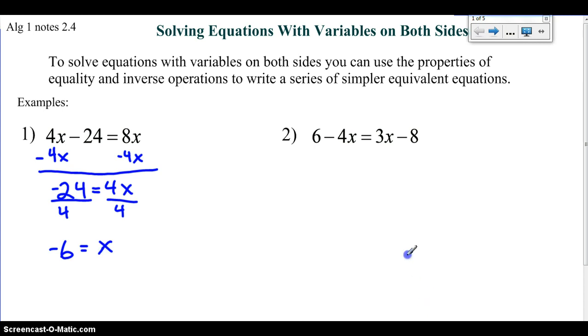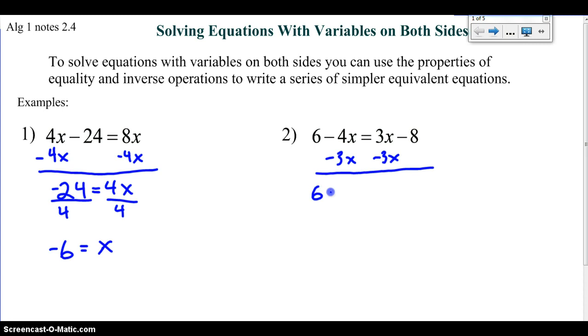Now you can see we have a variable term on both sides, a 4x and a 3x. We also have a constant term, a 6 and an 8 on both sides. So we have a decision to make. Do we want to move the variables to the left, or do we want to move the variables to the right? Honestly, it doesn't matter. I'm going to make a choice and just move my variables to the left. So I'm going to start by subtracting 3x from both sides.